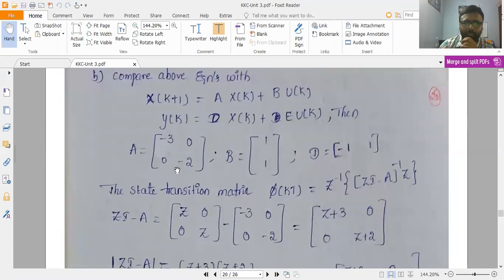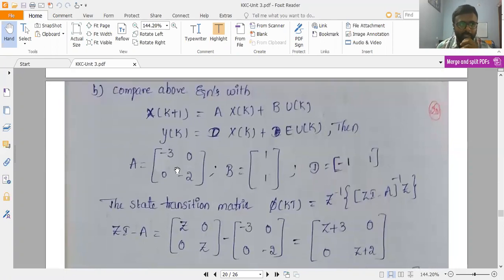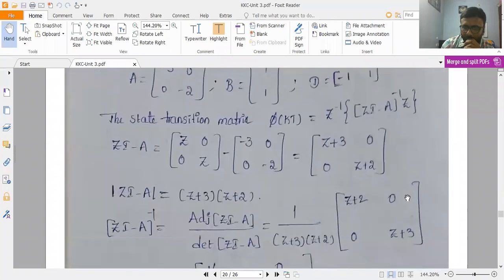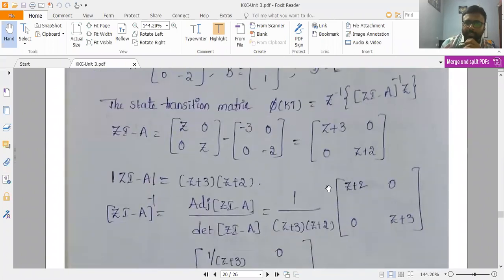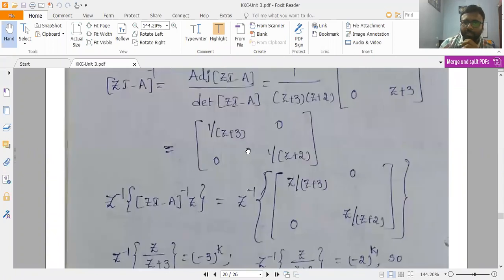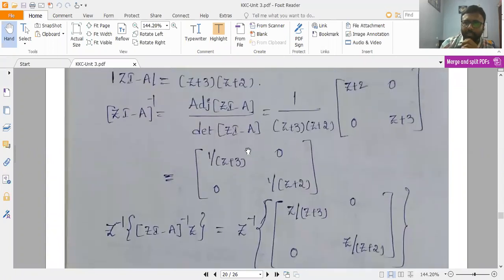For calculating the state transition matrix, we have the expression: z inverse of phi of kt is equal to z inverse of (zI minus A) whole inverse into z. So zI minus A is written like this, and (zI minus A) whole inverse is obtained as 1 divided by z plus 1, 0, 0, 1 divided by z plus 2.